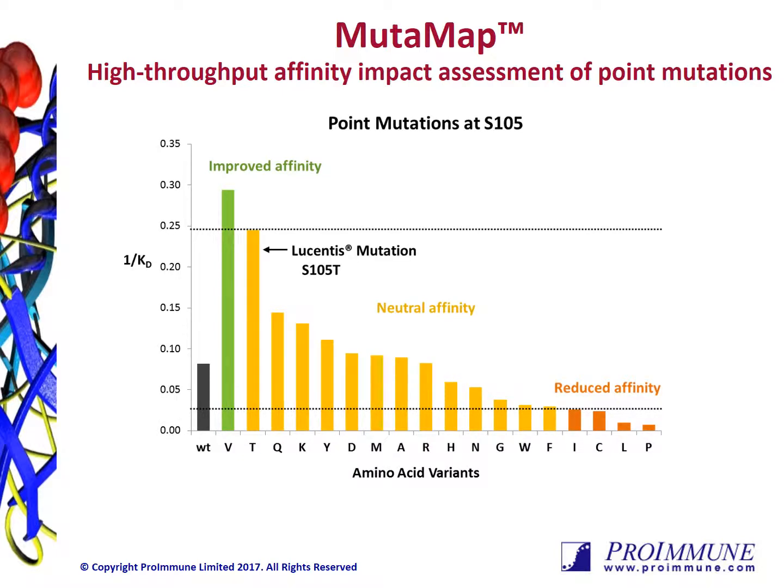Interestingly, the Lucentis mutation serine 105 to threonine is not the highest affinity variant. The substitution of a valine at this position actually results in a higher affinity for VEGF.